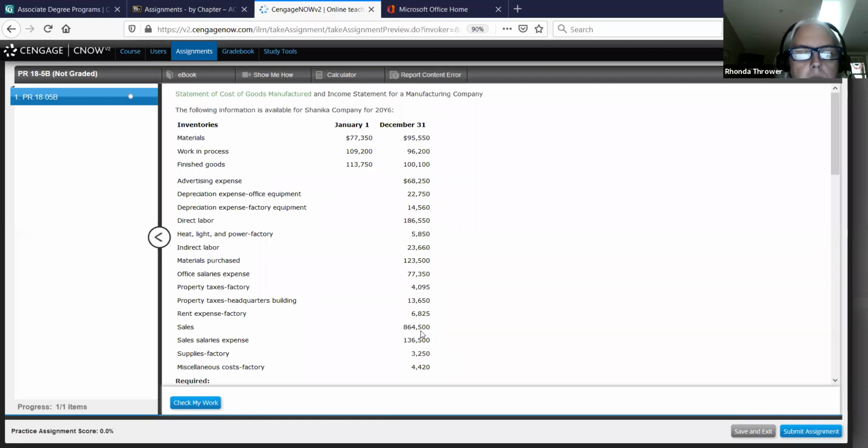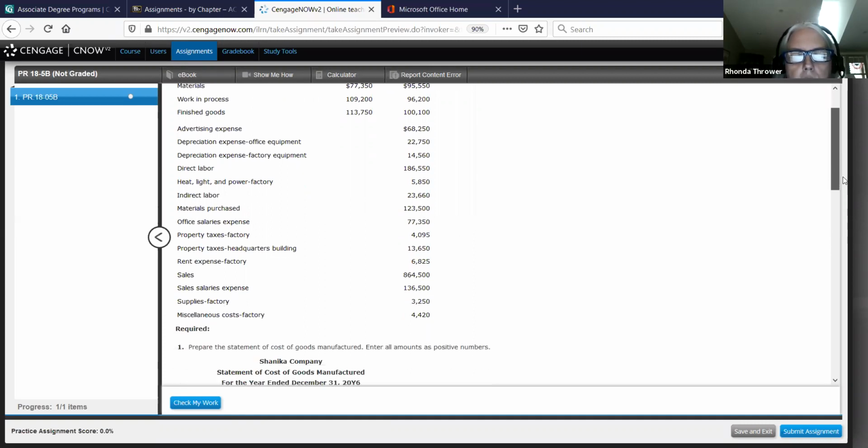Sales, of course, is a revenue account. It's going to show up on the income statement. Sales salary expense is a selling expense, going to show up on the income statement. Supplies, factory is going to be a part of factory overhead, shows up on the cost of goods manufactured. And miscellaneous cost, factory, those two will show up on the cost of goods manufactured.